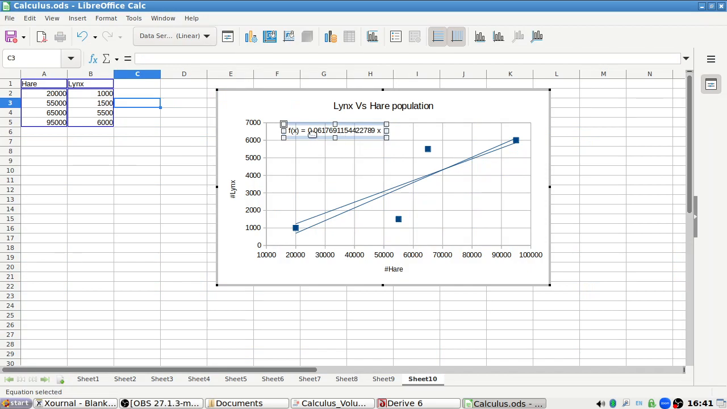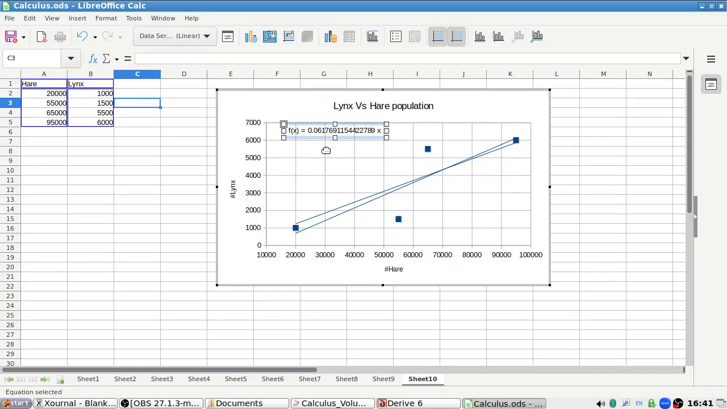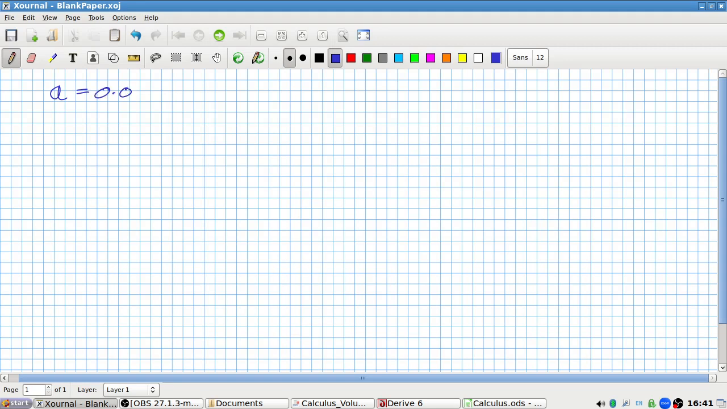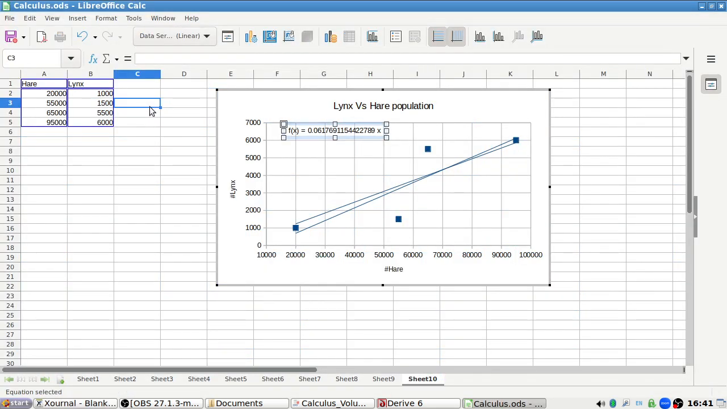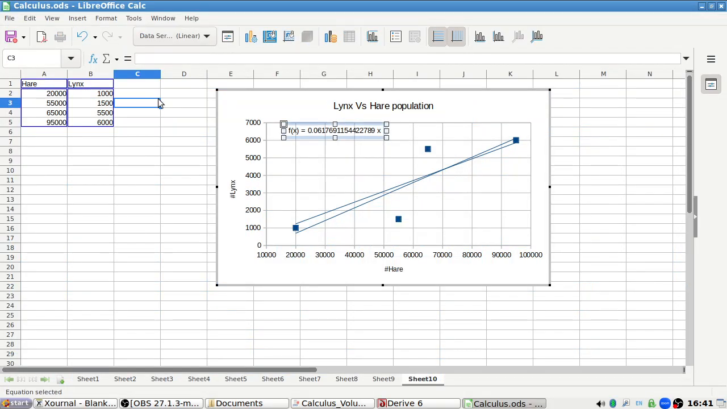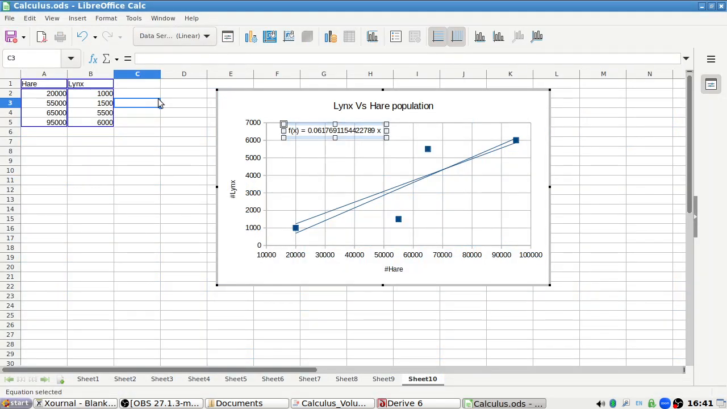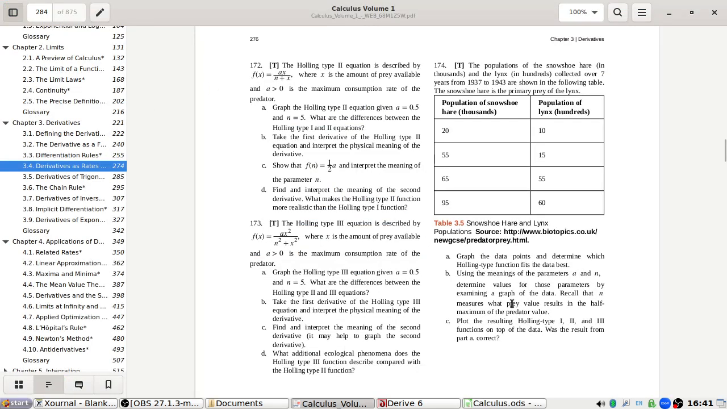So I can see that the A is 0.06 roughly. 6. I feel like too many decimal places would be a bit misleading. I'll just say 6.2. Okay, that's the A using the first formula. Yeah. Now, what else does it say?